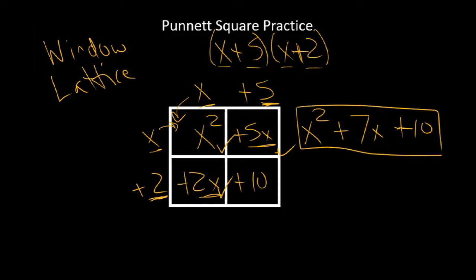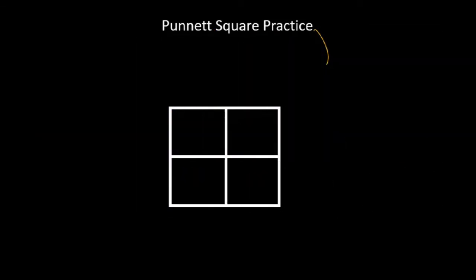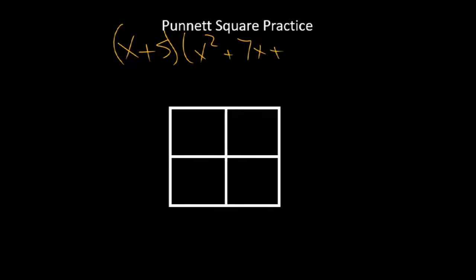Now this is great because it's an alternative to the FOIL method of multiplying polynomials you were likely taught in algebra as well. But the difference is FOIL breaks down a bit when you get to larger polynomials. And so what happens if you have x plus 5 times a trinomial? What happens now? Well, you can just make a bigger window.